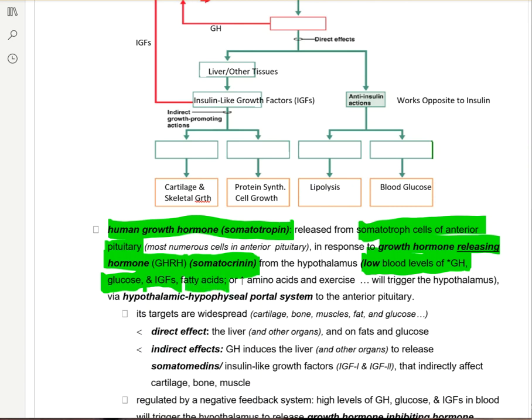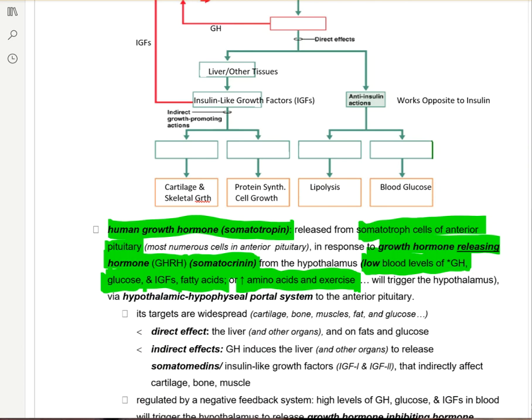Fatty acids, that's another food source. So if glucose, a food source, is low, fatty acids could be low. And if we have high amino acids, meaning that we've got a lot of amino acids available to build structures, or we're exercising, that will also trigger the hypothalamus to release HGH, okay? So all of those things could trigger the hypothalamus.